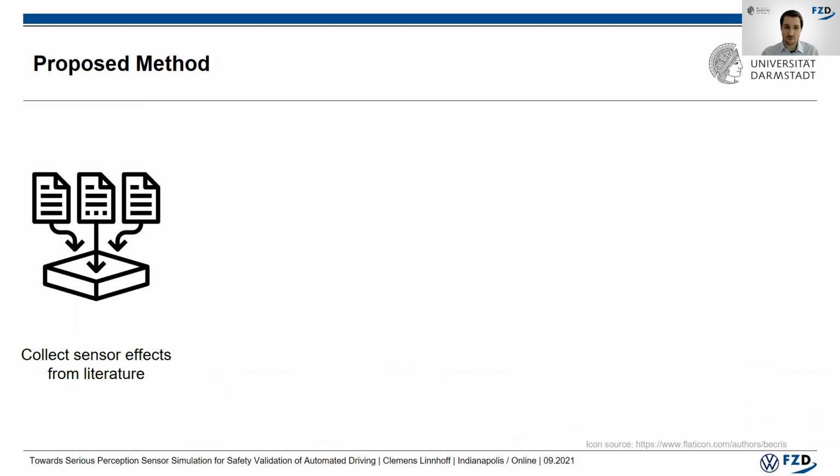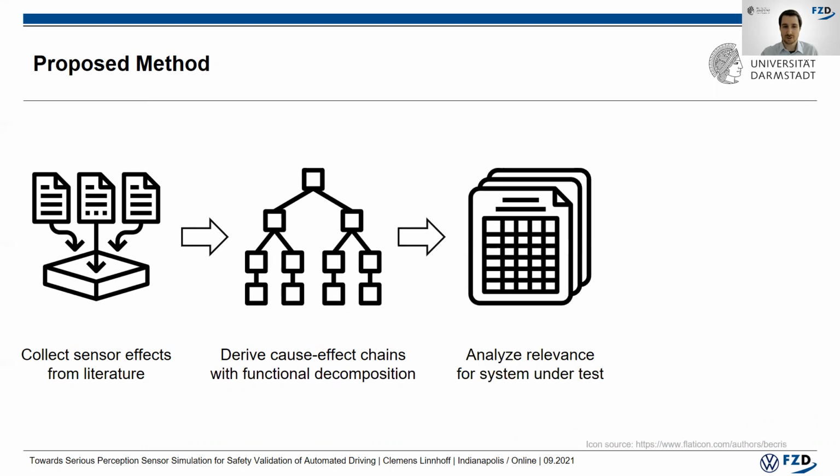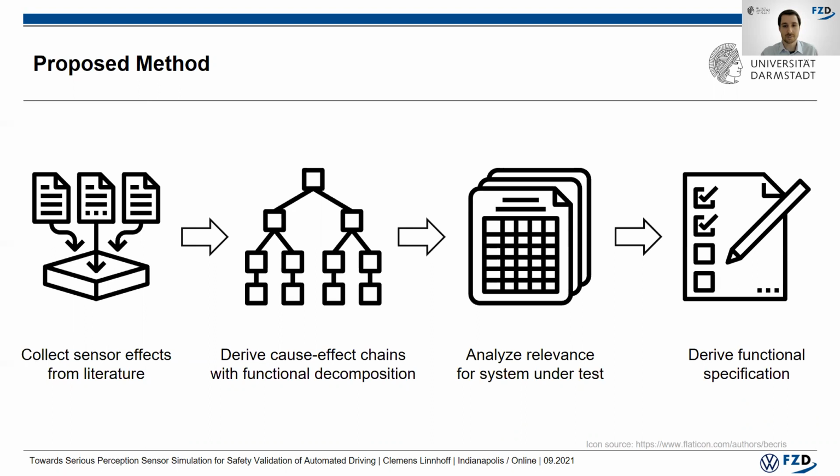First, known sensor effects on sensor data need to be collected from the literature. Then, cause and effect chains need to be derived from these known effects with the help of functional decomposition. Third, these cause and effect chains need to be analyzed according to their relevance for a specific system under test. And from that, a functional specification for a sensor model can be derived.